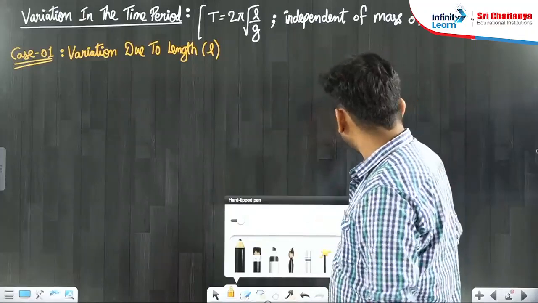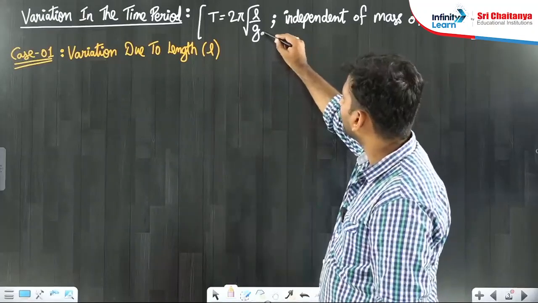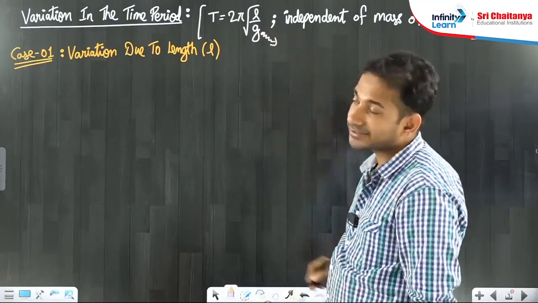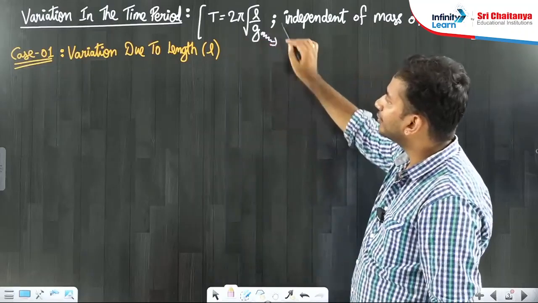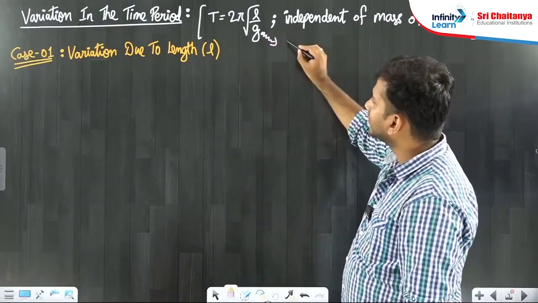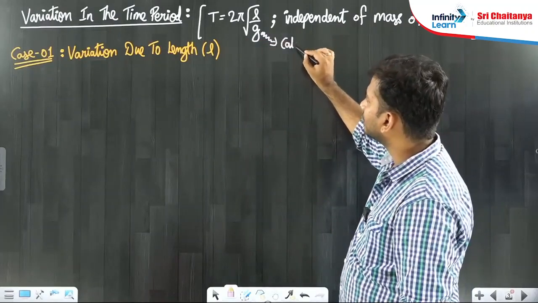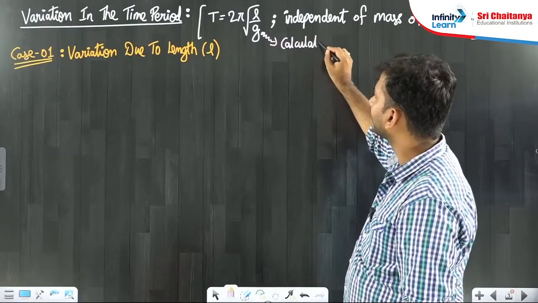Moreover, it reminds me of another problem model that deals with errors. So here, if I write T is equal to 2 pi under root L by g, sometimes this also is used in calculation.